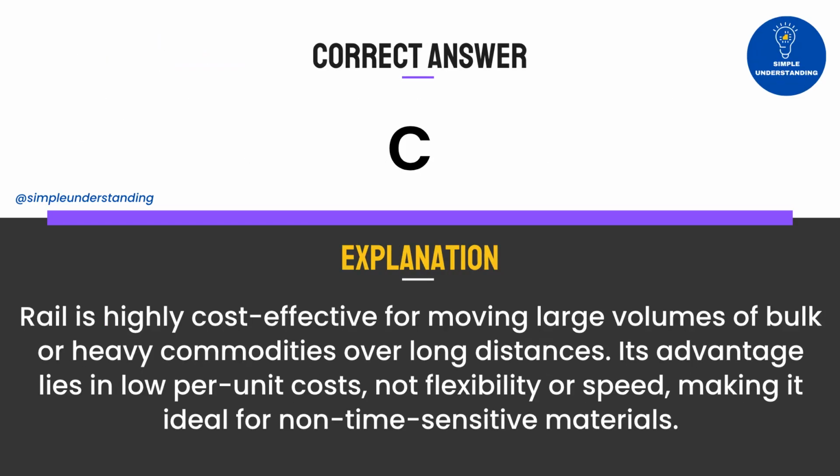Correct answer. C. Explanation. Rail is highly cost-effective for moving large volumes of bulk or heavy commodities over long distances. Its advantage lies in low per-unit costs, not flexibility or speed, making it ideal for non-time sensitive materials.